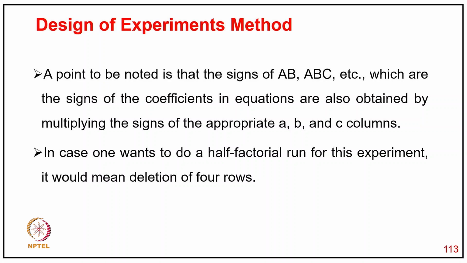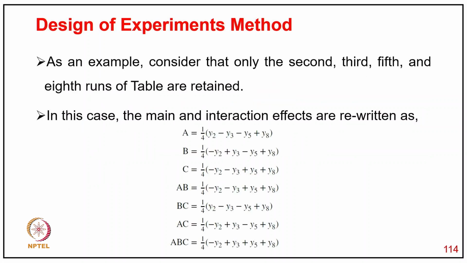Now, a point to be noted is that the signs of AB, ABC, etc., which are the signs of the coefficients in the equation, are also obtained by multiplying the signs of the appropriate A, B, and C columns. In case one wants to do a half factorial run, it will mean selection of 4 rows. As an example, consider only the second, third, fifth and eighth runs of the table, and in that case, you will have the main and interaction effects rewritten, A equal to 1 by 4 (y2 minus y3 minus y5 plus y8).